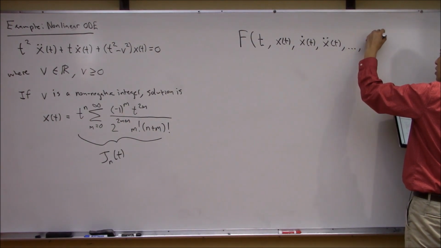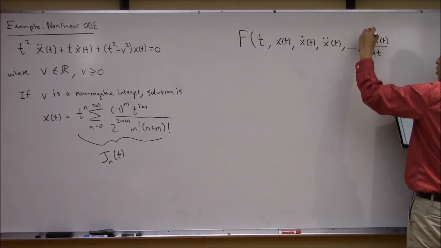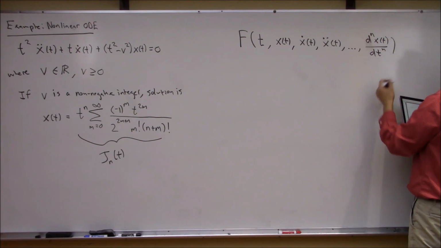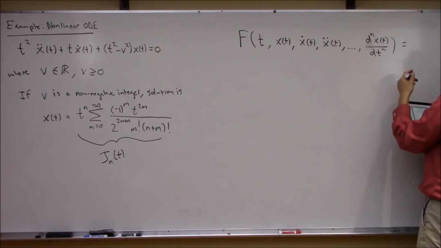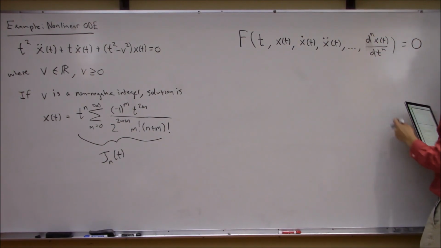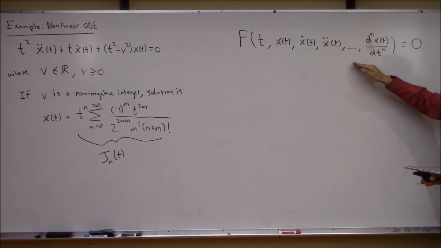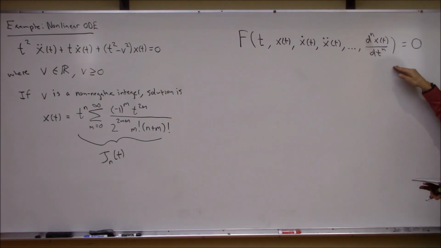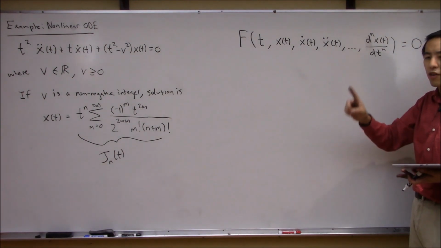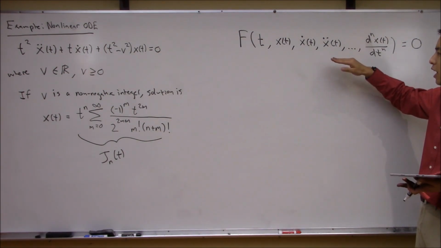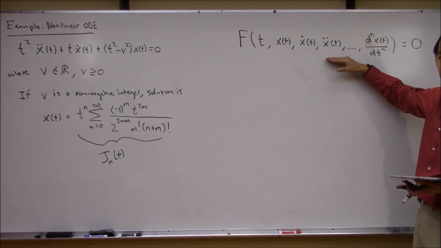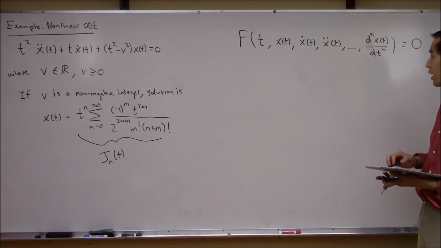How about using d/dt notation? All the way up to the nth derivative of this thing, and this equals typically a right-hand side. You could write this as 0, and if it was non-zero, you could subsume it into this capital F. So this is the general format of an ordinary differential equation. This is what the ODE looks like.